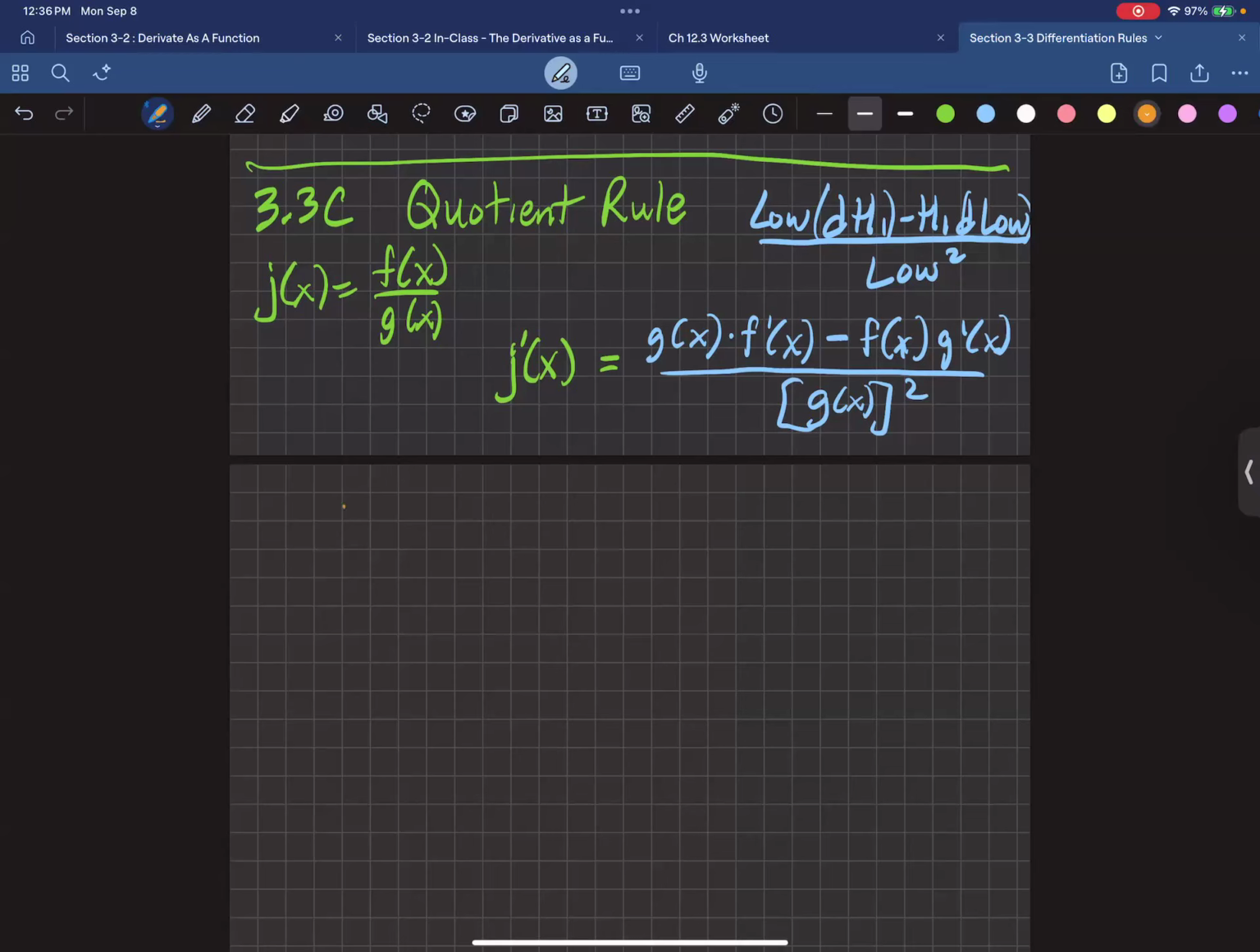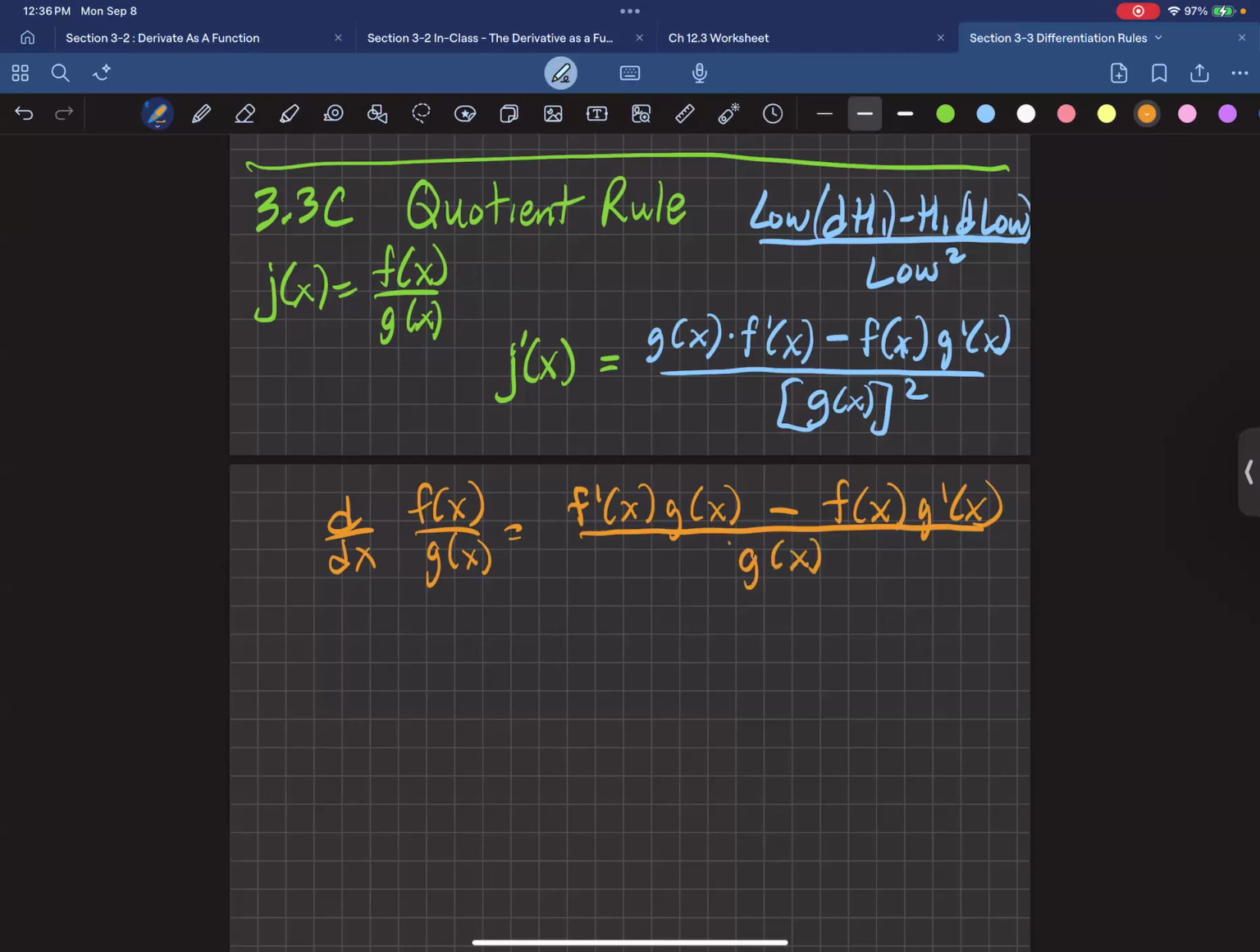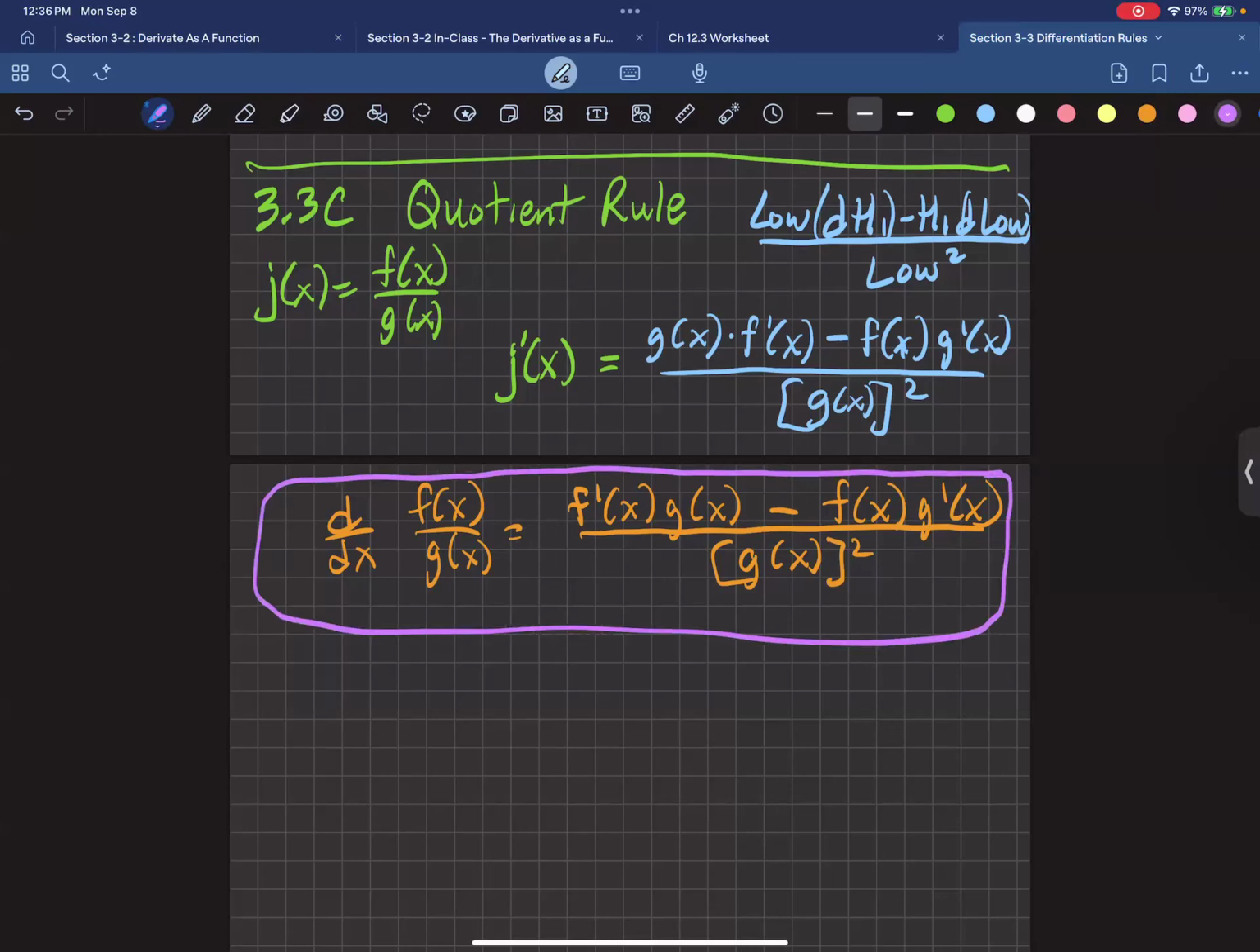So if I wanted to put it in a big box, I'll write it down here. d/dx of f of x over g of x is, an easier way to do it is to put them in the order we had before with the f, just like the product rule, we had the f first. This is f prime of x g of x minus f of x g prime of x, all over g of x squared. This is called the quotient rule.